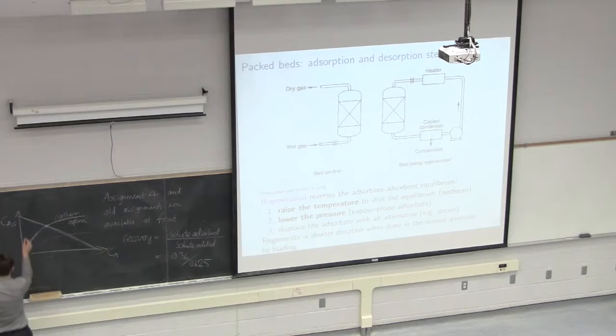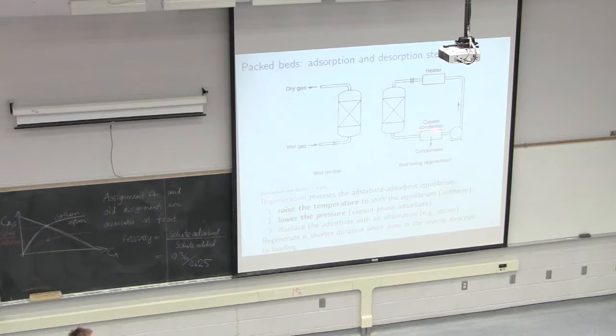Okay, so previously, at this point, we could load a certain amount of grams of solute per gram of adsorbent. That's the y-axis value. And then the moment you heat up the bed, you're now operating at some lower value. So the mass of solute per mass of adsorbent is a lower number. That solute has to go somewhere. It desorbs, is the term we use. It desorbs off the solid phase and goes back into the vapor phase.